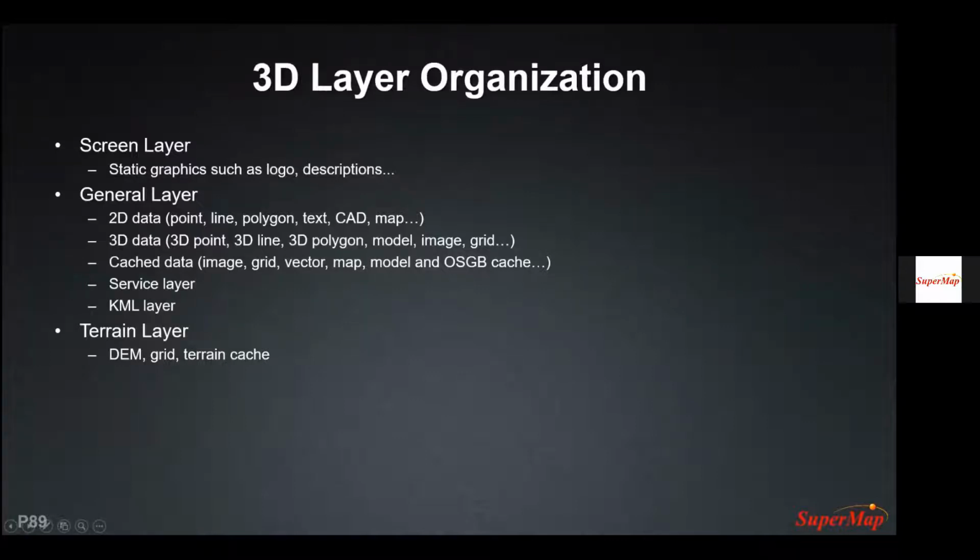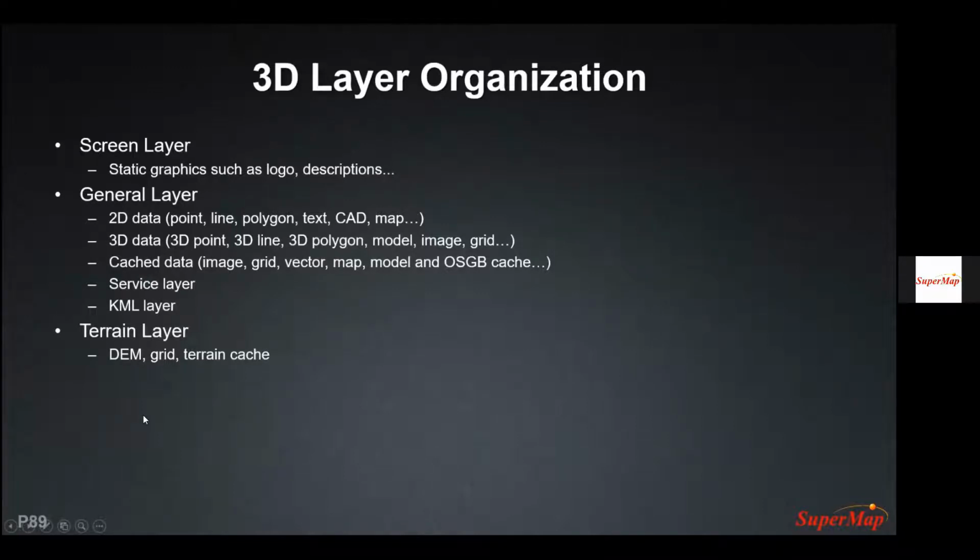And the next one, we have general layers. General layers include 2D data, for example, point, line, polygon, text, CAD, map, and any other 2D data, and also 3D data like 3D point, 3D polygons, models, image, grid, and also cache data. This is for 3D models like oblique photogrammetry data. We need to create this cache data first, and it's included in the general layers. And we have also surface layers and KML layers as general layers.